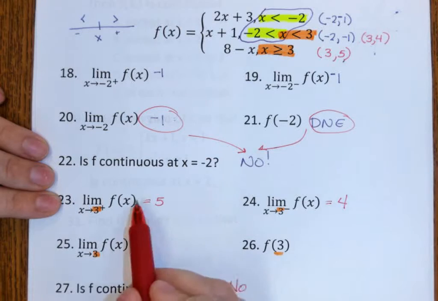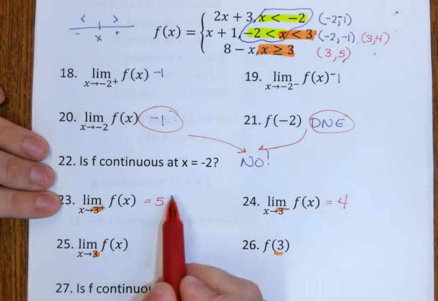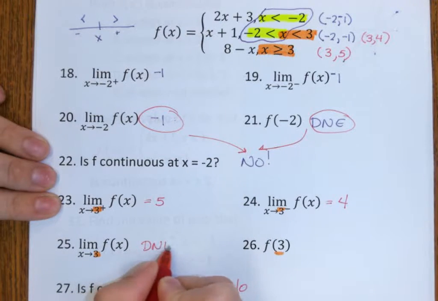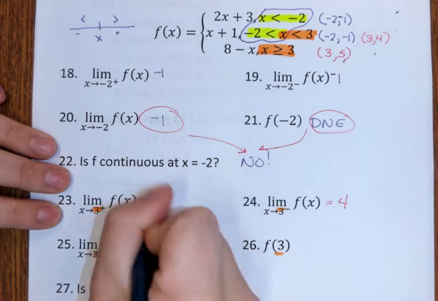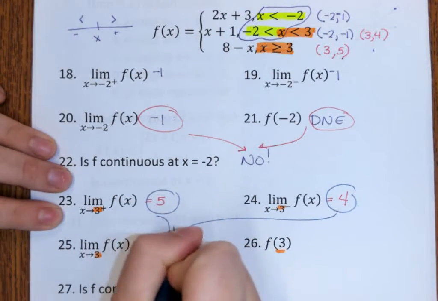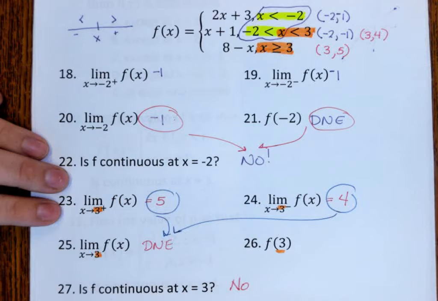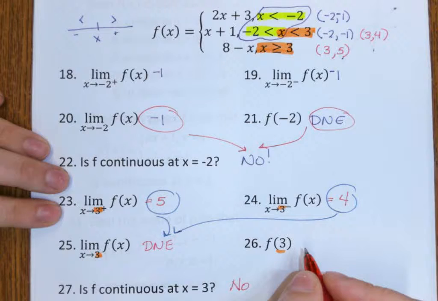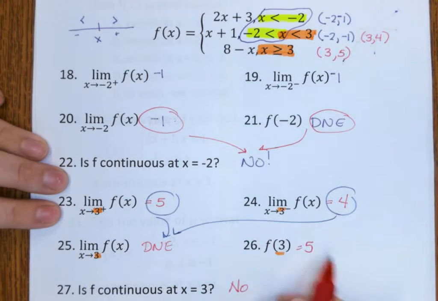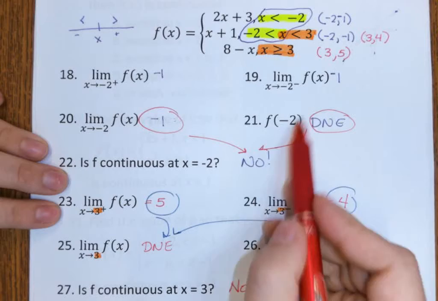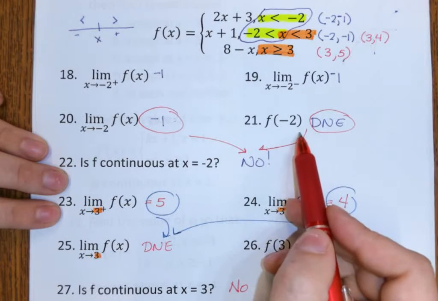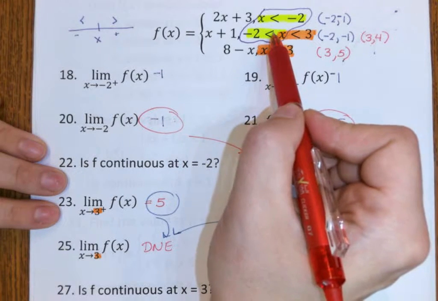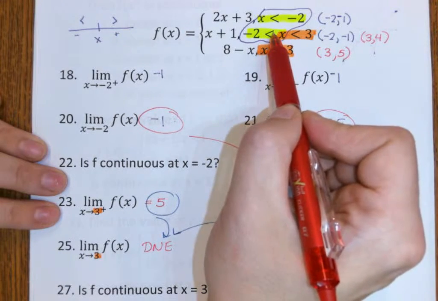So the overall limit as we approach 3 does not exist. And it does not exist because these two are not the same number. But what is f of 3? 5. This time I have a value. I did not have a value. Why didn't I have a value for 21? Right, because if you look at it, neither one of those has the or equal to, so I don't have my function there. I just have a jump.